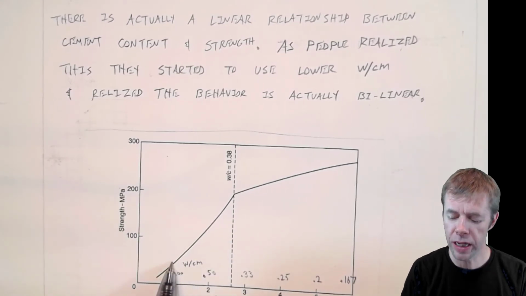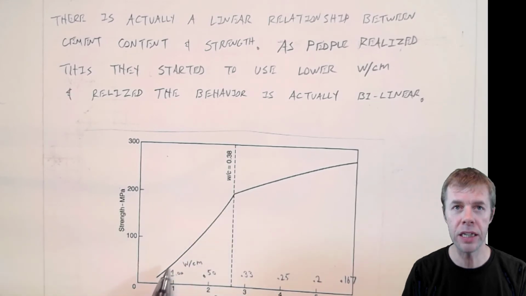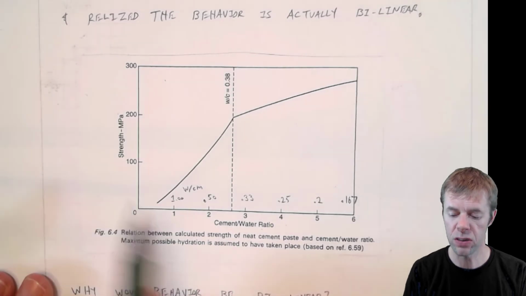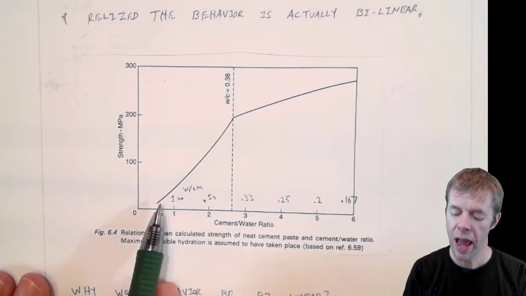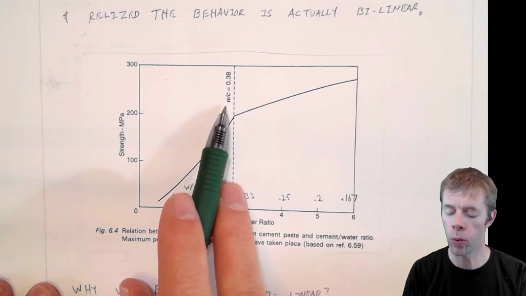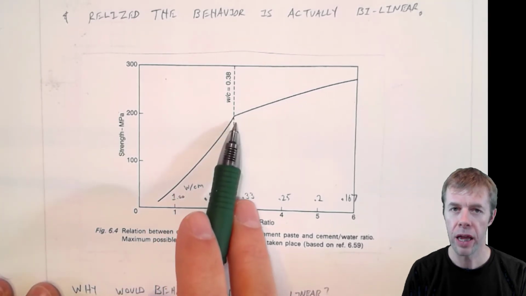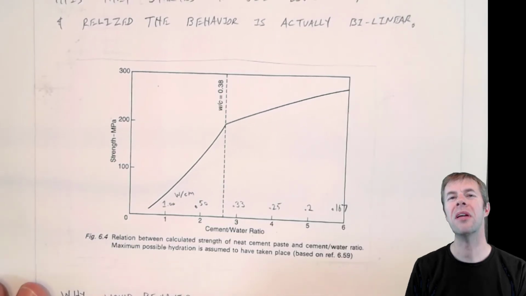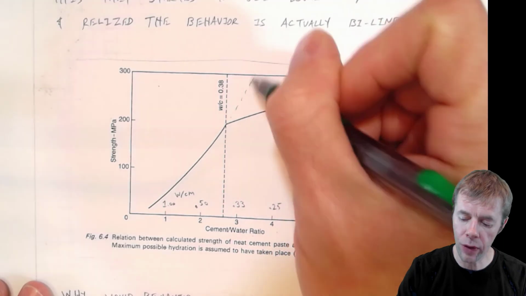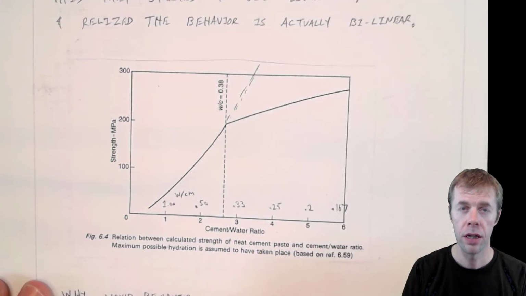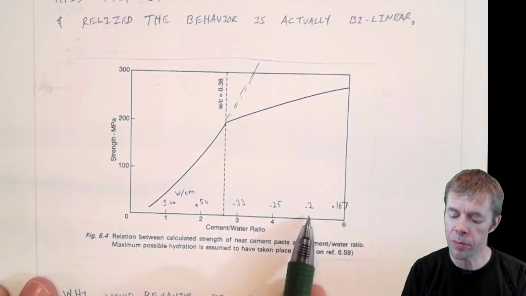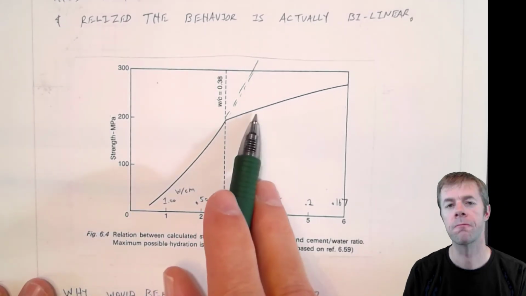We had been working in this range right here, and it is linear up until a point. This is the cement to water ratio. This is the strength. This is a similar plot to what I was showing you before. And then all of a sudden they got to a point right at about a water to cement ratio of 0.38, and it wasn't linear anymore. I mean, maybe it was linear, but it didn't follow the same trend. It didn't keep going like they thought it would. It dropped off. And when you went to lower and lower water to cement ratios, you didn't get as much benefit.